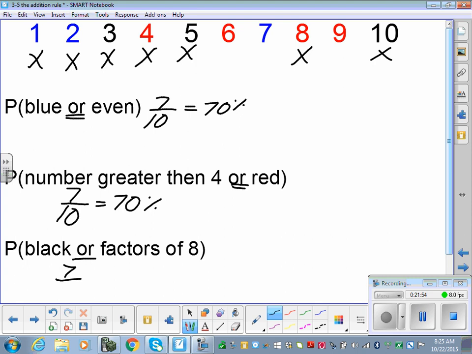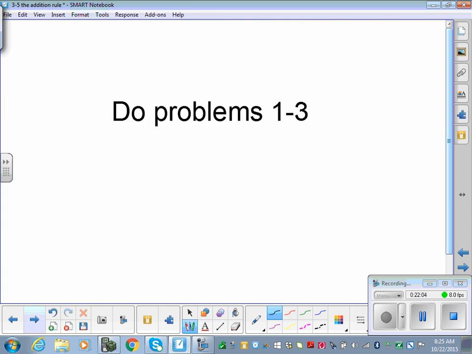7 out of 10, which is 70%. Does everybody see how I did that? I didn't even use the formula. This is almost easier, right? Okay, awesome. Okay, so now do problems 1 through 3. Have me check them as you go. You can check with your neighbor to see if they get the same answer as you.